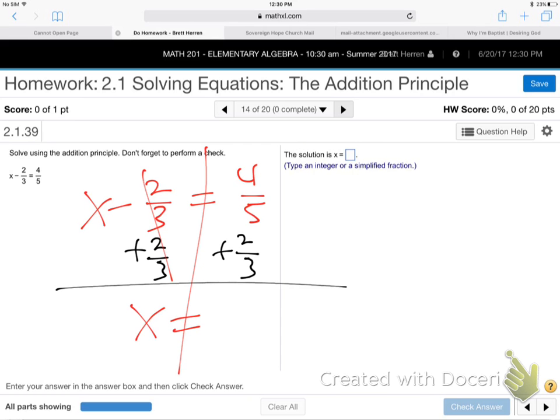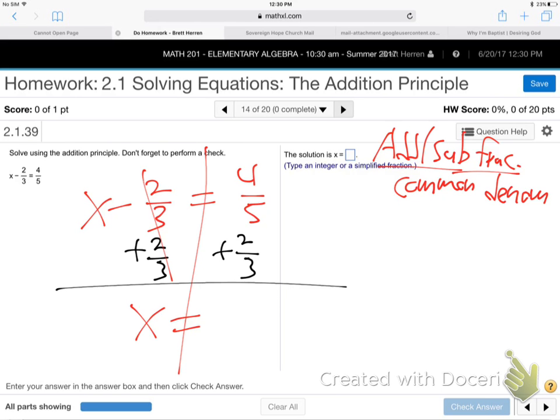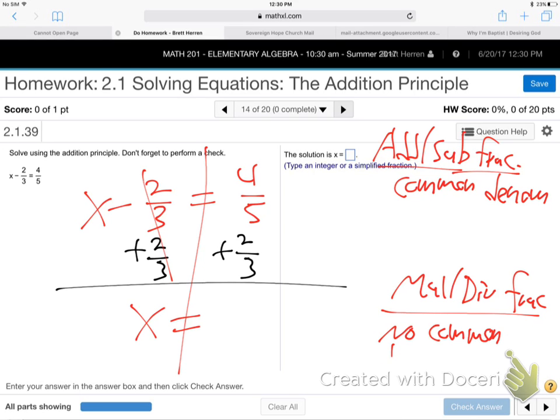Good job. Did you know whenever you add or subtract fractions, you have to get a common denominator? But when you multiply or divide fractions, no common denominator is needed. Are you clear on that difference? When you add or subtract fractions, you've got to get a common denominator. Multiply or divide is not required. So we're adding here, so we need a common denominator.